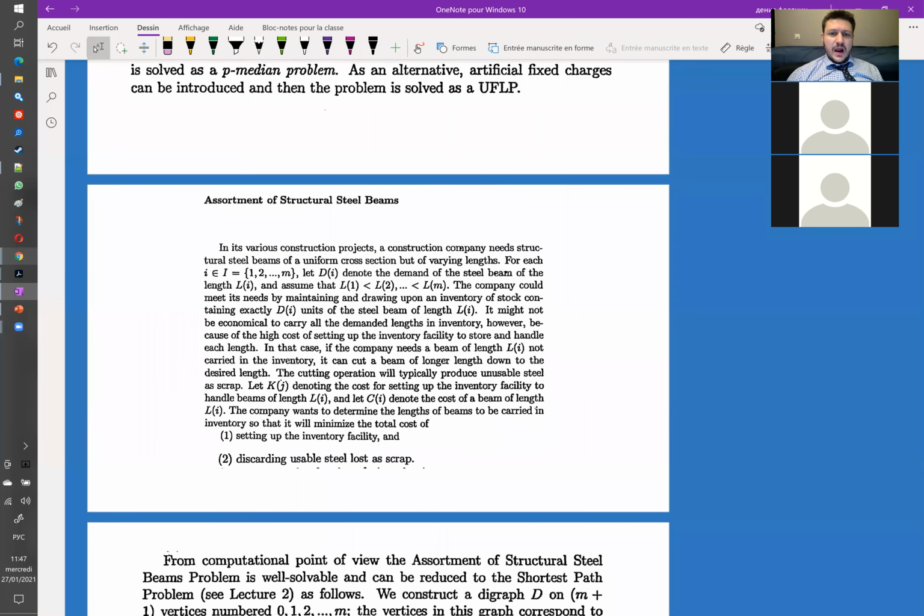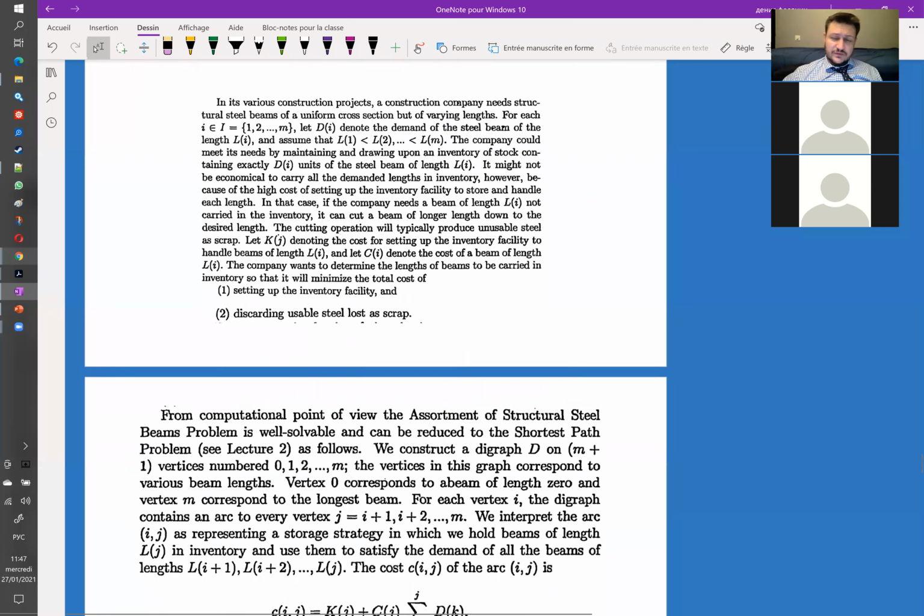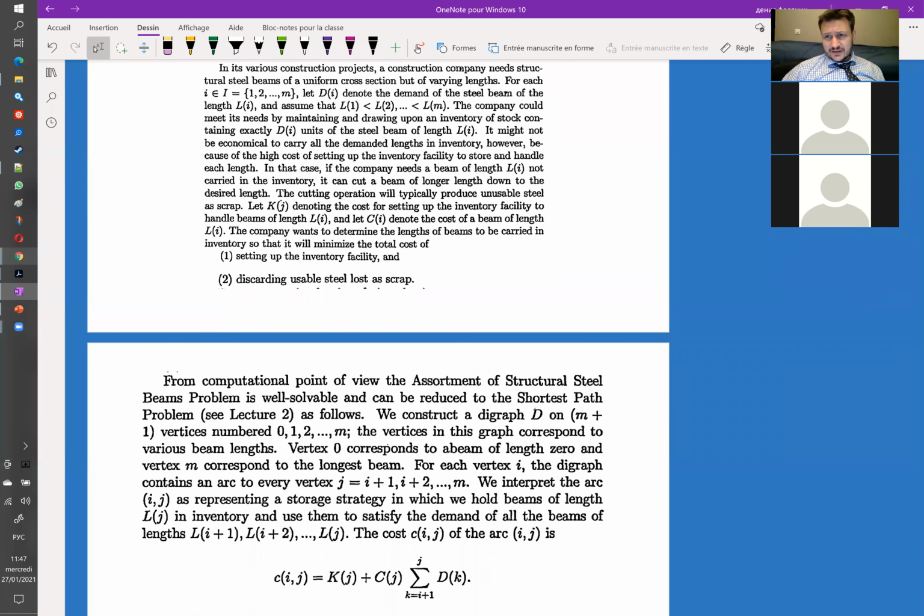Okay, sorry. And we also can talk about assortment of structural steel beams. There are special problems when we need to find inventory and find what kind of products we need to construct. There is a description here. I think that it's not necessary to dive into details. Here we just check that there is a problem.